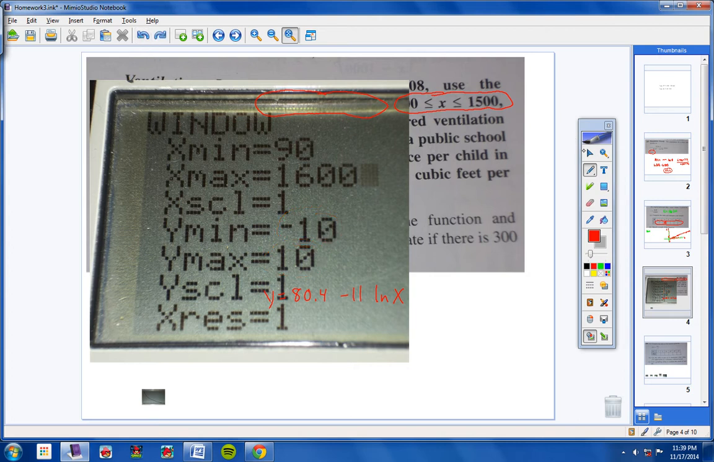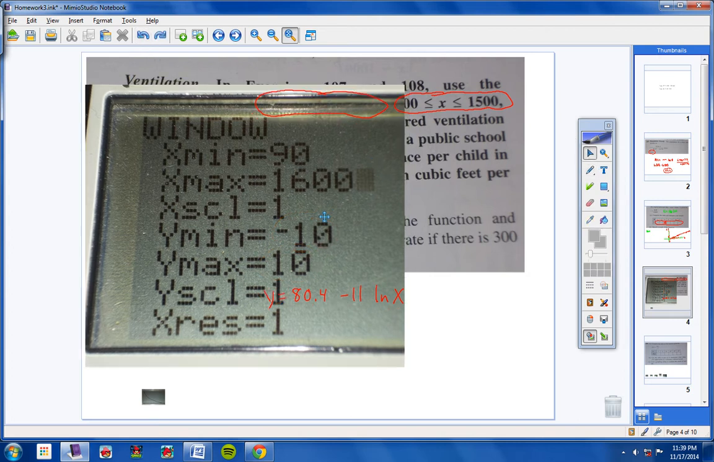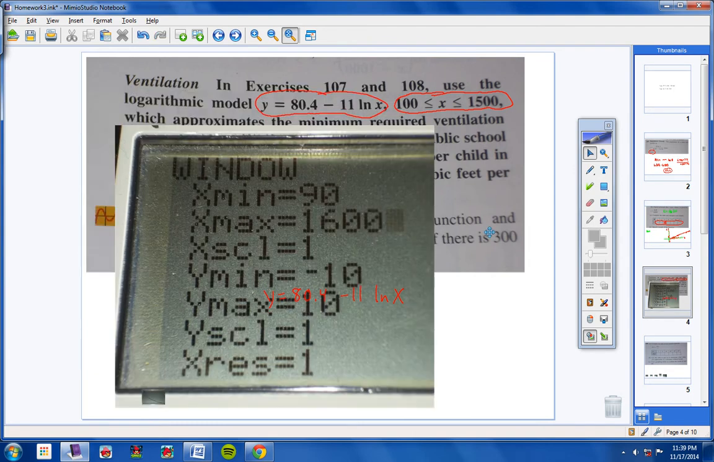Now, let me grab this over here, slide this down. So let me review again. Let me get a drink here. Let me review again. What I've done here, guys, is I have typed in my x minimum and my x maximum based on my given domain up here.